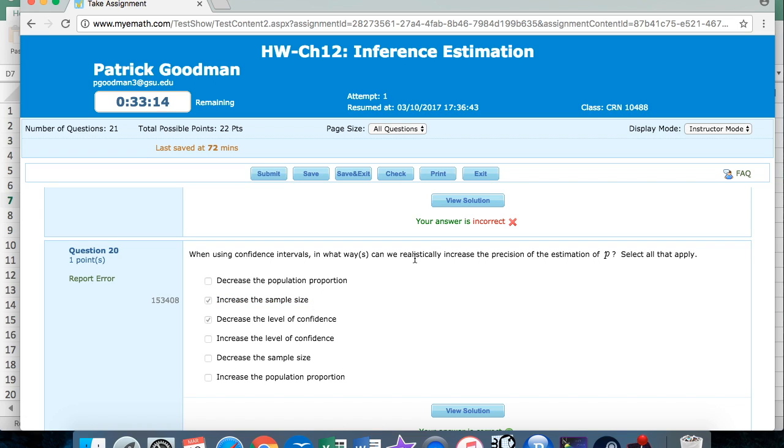If it's like, how can we do something better? Well, increasing the sample size. That always helps. And then, of course, the other thing, decrease the level of confidence, because we want to have more precision. More precision means smaller level of confidence, right? That means fewer values that our mu can possibly be, so a smaller range.